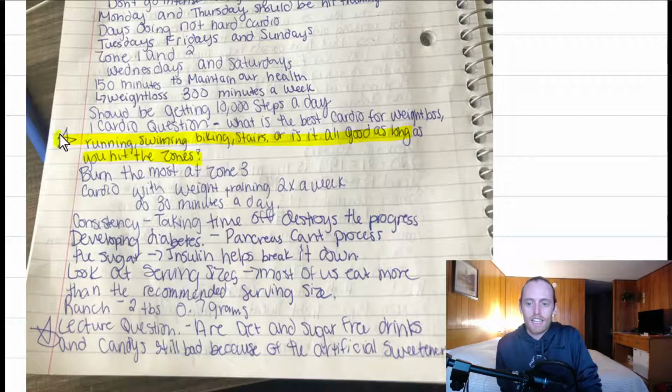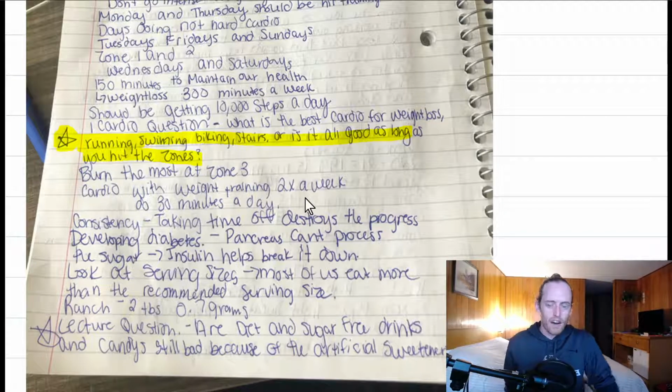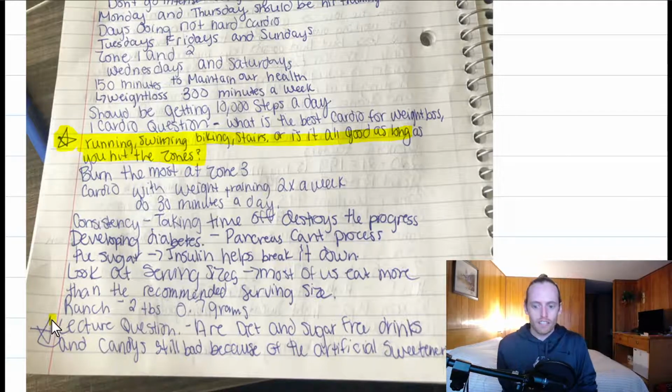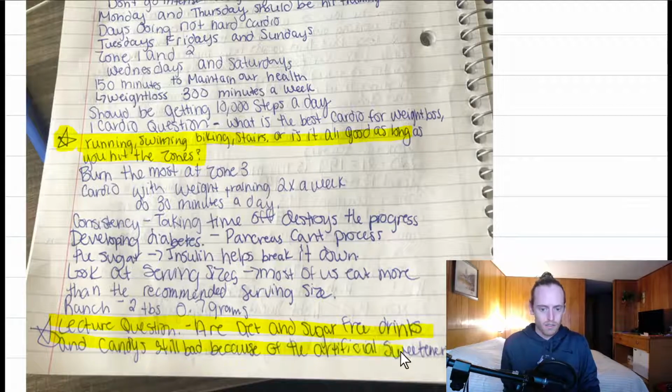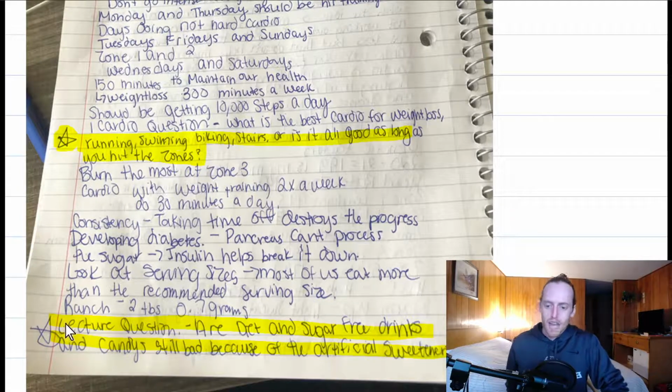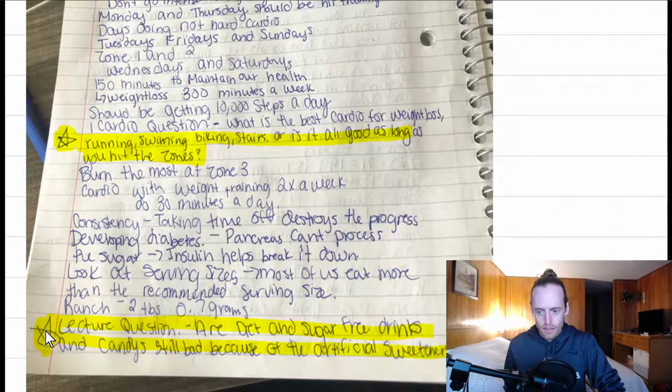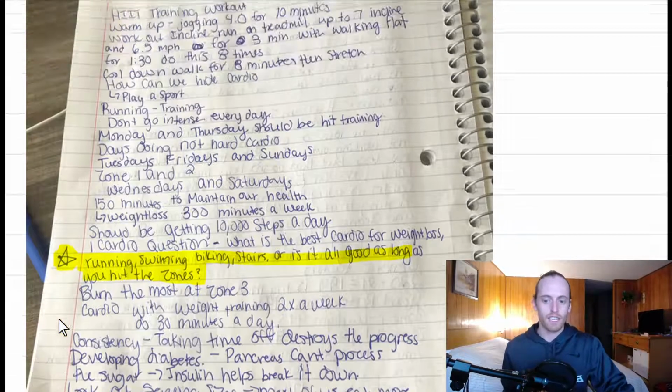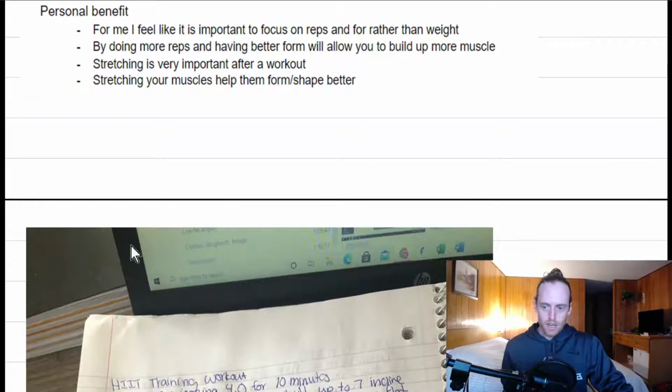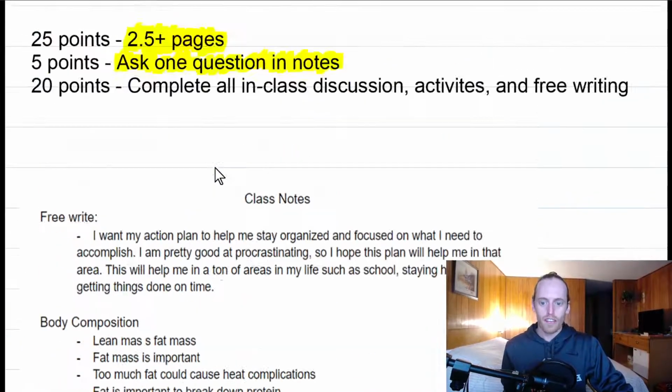You can highlight it, you can star it, you can write it in different colors, you can put it at the end of your notes. However you want to do it so I can pick it out amongst all your notes. And then I will answer the question for you in the comments section. Here's another question they had. And there you go. So just like that, boom. And then I'll get back to you in the comments section of your grading, and then you can see what I at least think about your questions. So, all right. So that is worth 5 points.